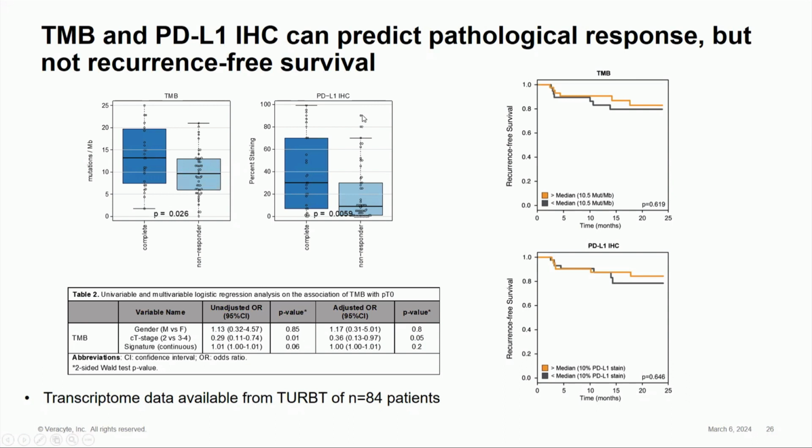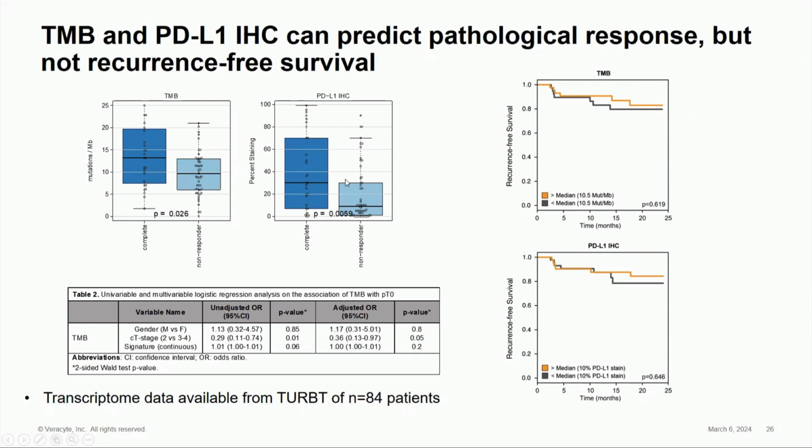TMB and PD-L1 IHC staining. So this is what we always use in all these trials. And whether or not they work that well depends. Here you can see for pathological downstaging that we have a significant difference for both TMB and PD-L1 staining.